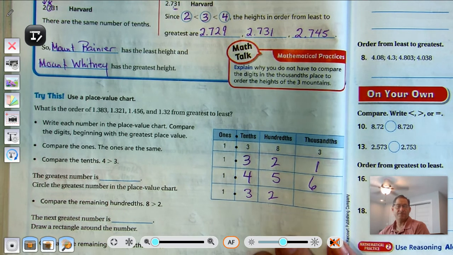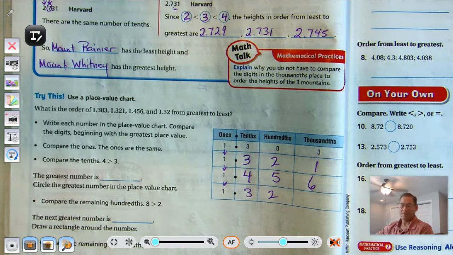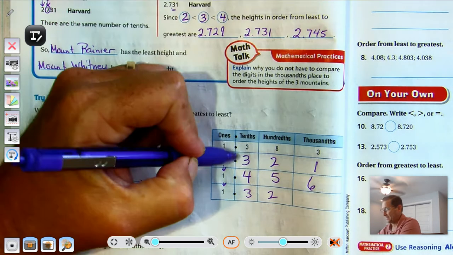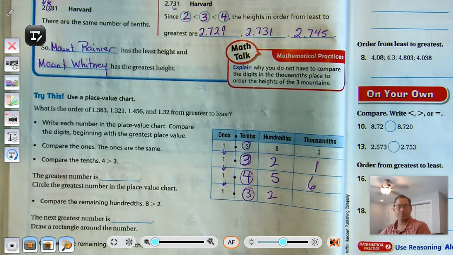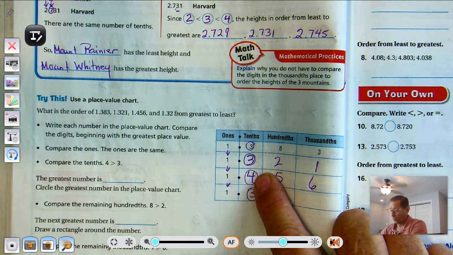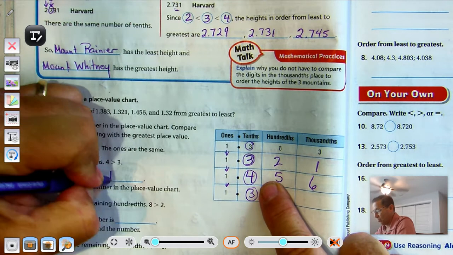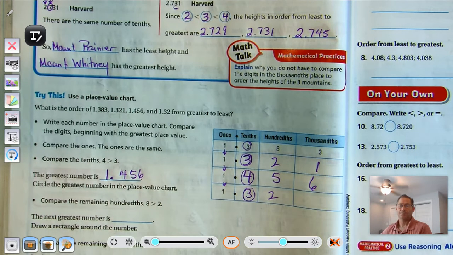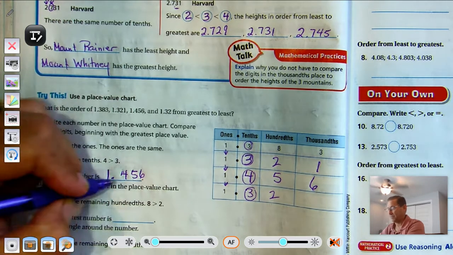Compare the digits beginning with the greatest place value. So that means we would compare the ones. There's no difference in the ones. So now let's go to the tenths. Okay, well, all of them are 3 except for the one that's 4 tenths. Well, 4 is greater than 3's, right? So that's the biggest one. So the greatest number is 1 and 456 thousandths. That's the greatest. We have to find the order of these from the greatest to the least.